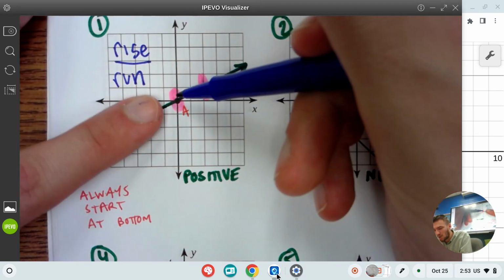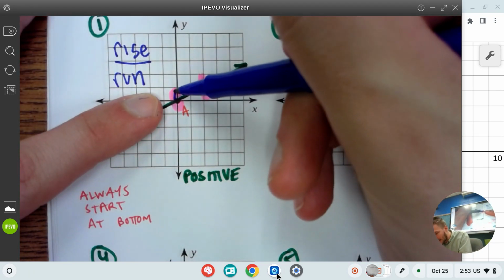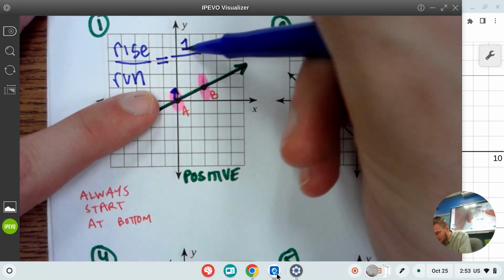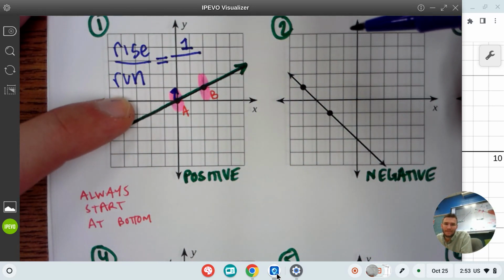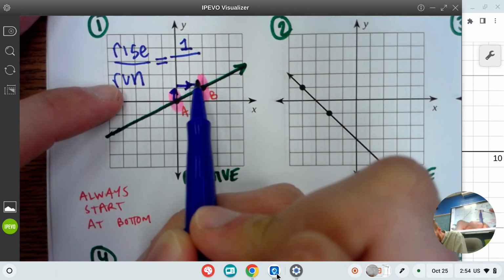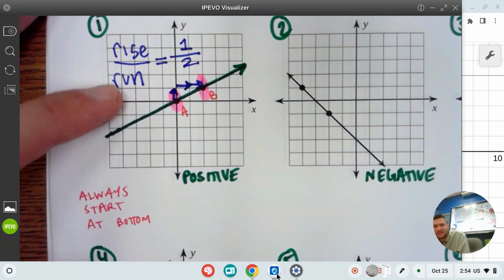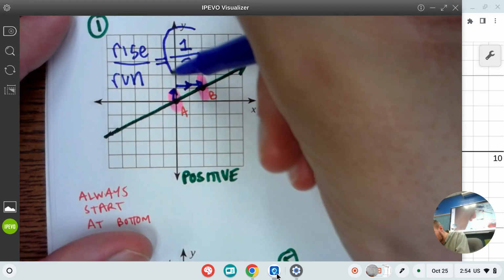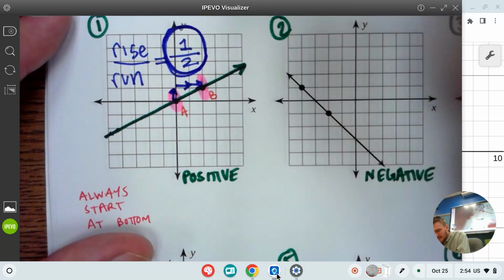How much do I have to go up? How much do I have to rise? I have to rise just 1. My rise equals 1. How much do I have to run to the side? 1, 2. I agree with you. I have to run 2 to the side. I got to count up, count to the side, and then guess what? That's it. Count up, count to the side. So the exact slope of person number 1 is 1/2.